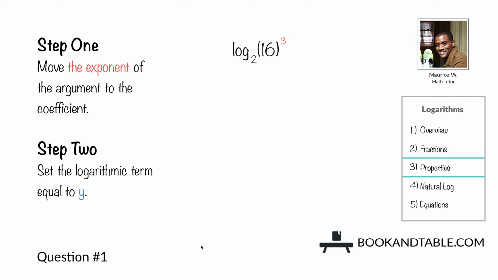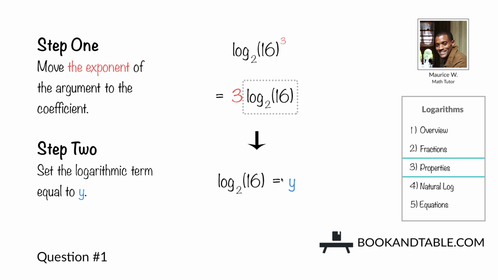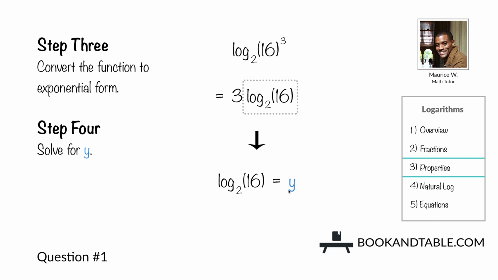Question number 1. We are given the log of base 2 of 16 raised to a power of 3. Step 1, move the exponent of the argument, which is 3, to the coefficient. So that would give us 3 times the log of base 2 of 16. And now we want to set the logarithmic term here equal to y, giving us the log of base 2 of 16 is equal to y. This now allows us to convert this function to exponential form. So we take our base 2, raise it to a power of y, and set that equal to 16.